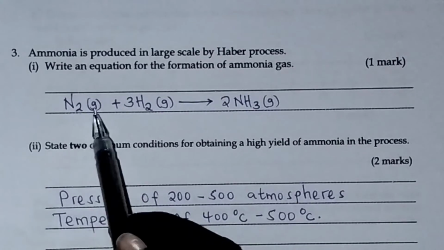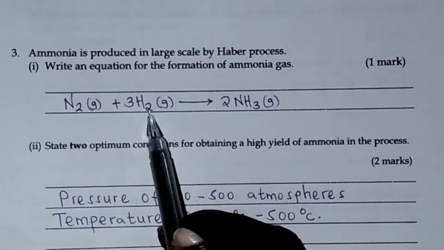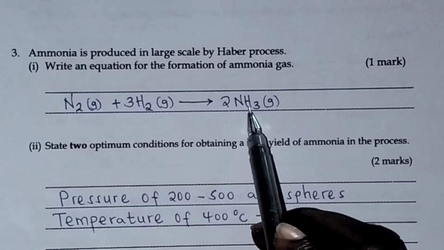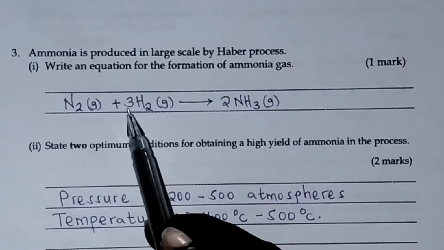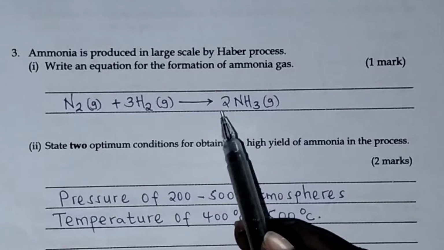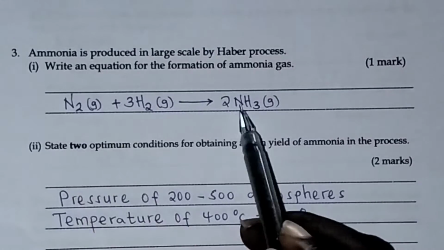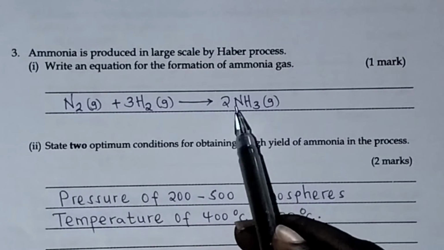So we are going to have nitrogen gas plus hydrogen gas gives ammonia gas. To balance the equation, we have to put 3 there and we have to put 2 here to balance. 2 nitrogen, 6 hydrogen, 6 hydrogen.